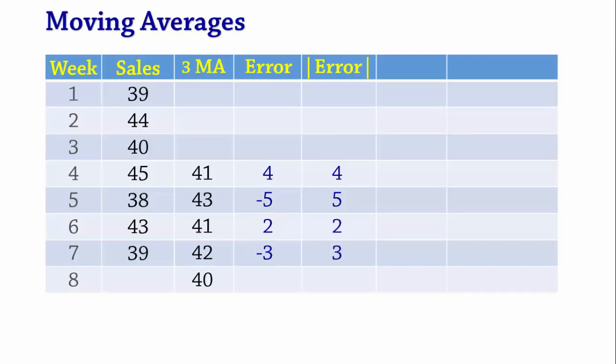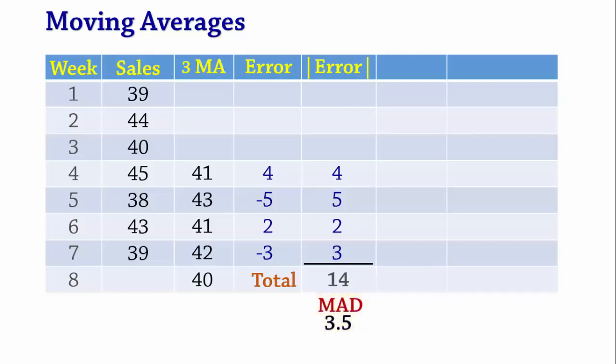To find the mean absolute deviation, MAD or MAE, we simply average these absolute errors. First, we sum up the absolute errors and divide the total by 4, since there are only 4 errors. The total is 14, and the MAD is 14 divided by 4, which gives 3.5.